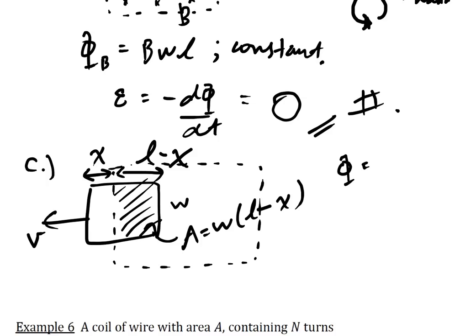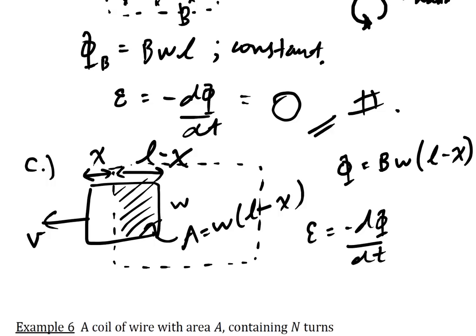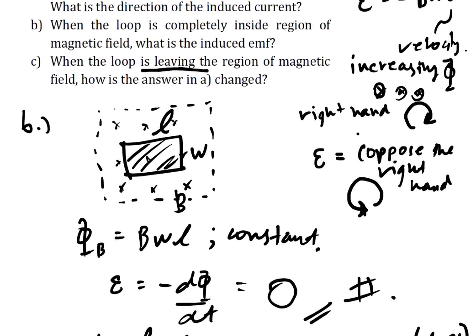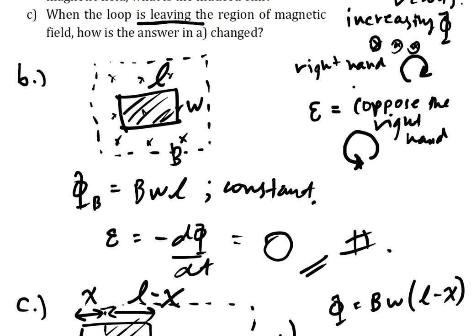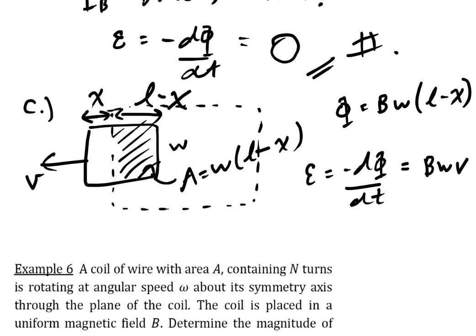So the magnetic flux will be B times the area, or B times W times L minus x. And the epsilon, or d phi by dt, using the same method, you should easily get the answer B, W, and V.